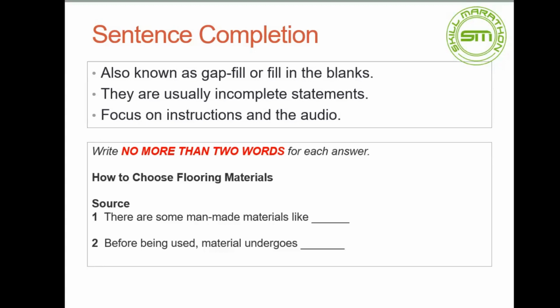Before being used, material undergoes dash. So it probably undergoes a certain process, some activity happens on this material. So you need to focus on that and listen to what is it that happens on the material before it's being used. All right. So now what I'm going to do is I will play the audio clip, a small one.